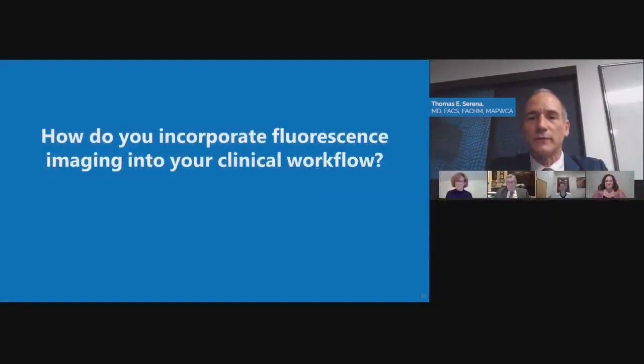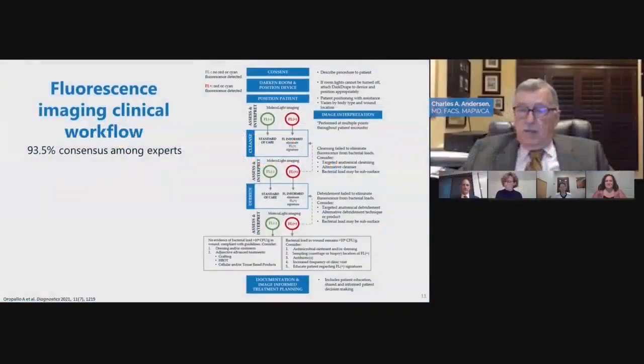How do you incorporate fluorescence imaging into your clinical workflow? So we have the ability now to scan and pick up, as Tom has indicated, greater than 10 to the fourth bacteria. The question becomes, now that we have that ability, who do we scan and what do we do with that information? So part of the consensus document, we had a 93.5% consensus looking at this flow diagram.